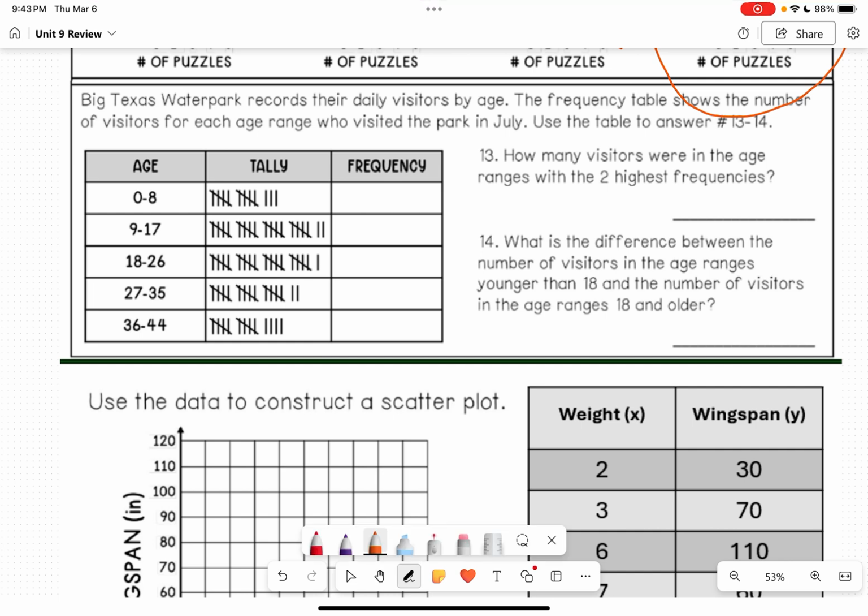Big Texas Water Park records their daily visitors by age. The frequency table shows the number of visitors for each age range who visited the park in July. Use the table to answer questions 13 to 14. So we're going to count the tally marks.